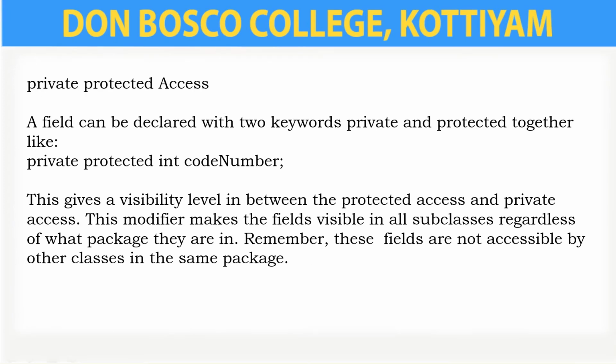If we want to give a visibility level between the protected access and private access, we can declare the variable or the method by using two keywords, that is private and protected. The general syntax to declare the same is private protected int variable name. Here is an example: private protected int code number semicolon. This modifier makes the field visible in all subclasses regardless of what package they are declared in.